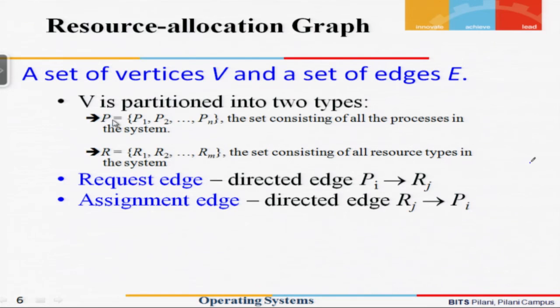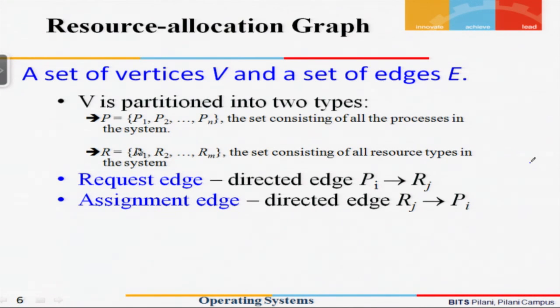So there are n number of processes. This P is the set of all the processes in the system, and R is the set of all the resources in the system. So we say that there are n number of processes and m number of resources. These are the 2 kinds of vertices present in the system, which we are going to model.